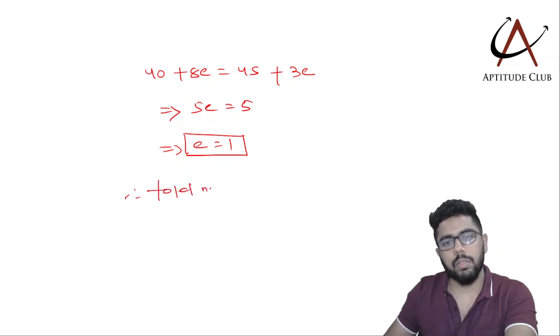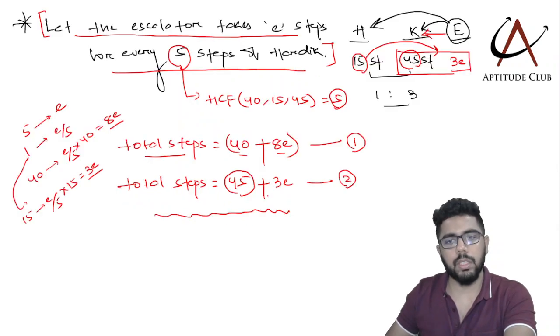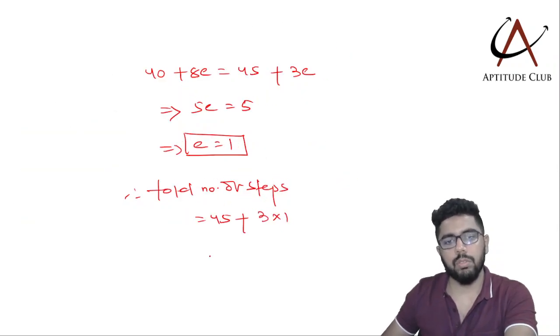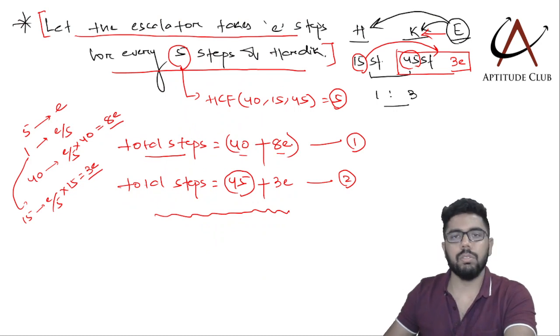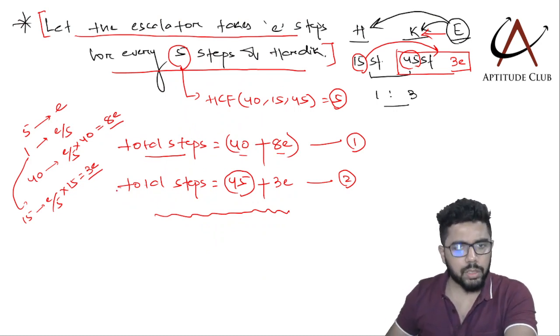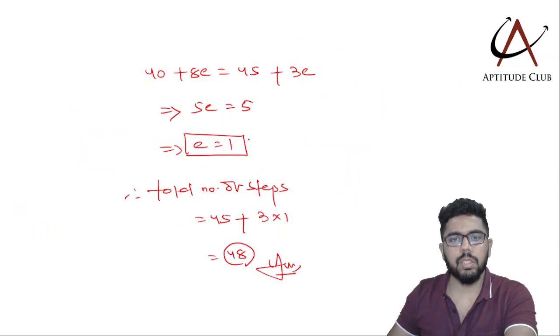And for the total number of steps, you can use any one equation. Suppose I use 45 plus 3E. So 3 into 1, I get 48. You can use 40 plus 8E also. Either way you'll get 48. So look at the solution. So simple. Just one assumption. You get two simple equations. Just equate them and you get done.